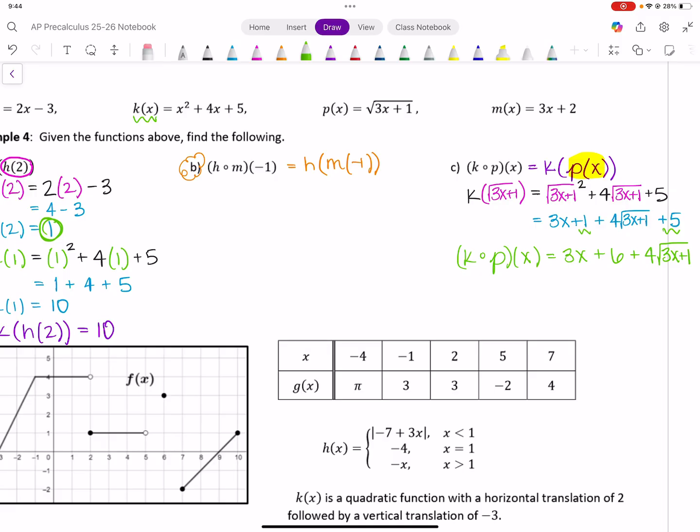So if you are not substituting in a value, then your final answer will be another function, just like we saw here.